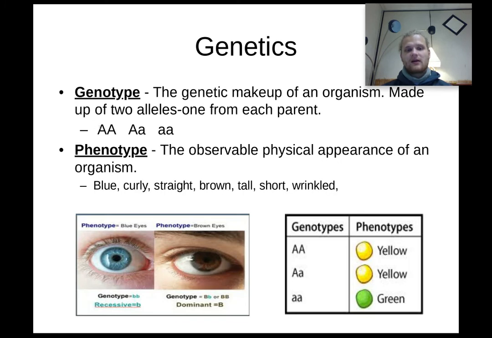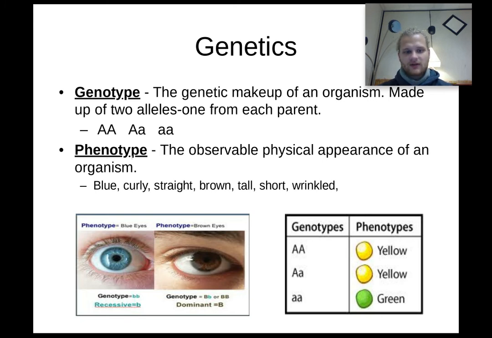So in this case, a capital A was given by mom and a capital A was given by dad. Their genotype is AA, capital A, capital A. Here, their genotype is capital A, lowercase a. One from mom, one from dad, one from each parent. Here, their genotype is lowercase a, lowercase a. Now, genotype tells us the phenotype.